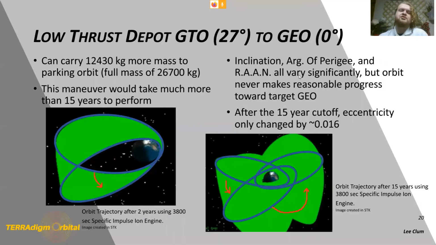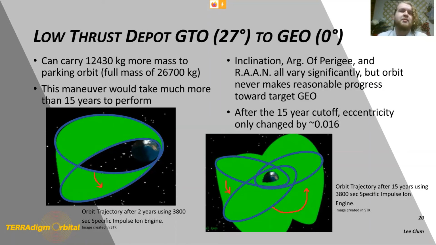I then moved on to a GTO to GEO transfer, so we could then bring about 12,000 more kilograms to our parking orbit. Since GTO is an inclined orbit and we want to get to GEO at 0 degrees, I broke this maneuver up into two scenarios: using low thrust to execute the plane change, or relying on the launch vehicle to do it for us.